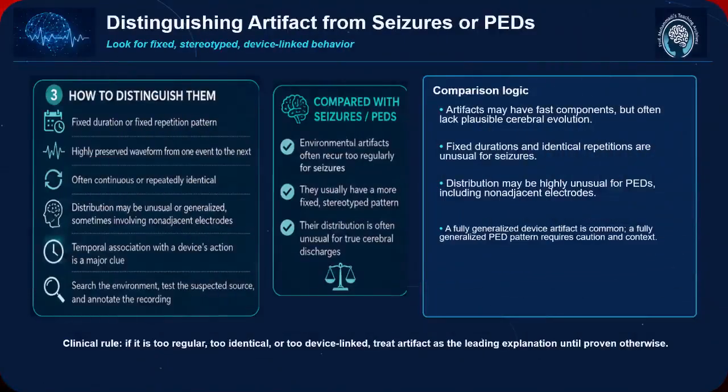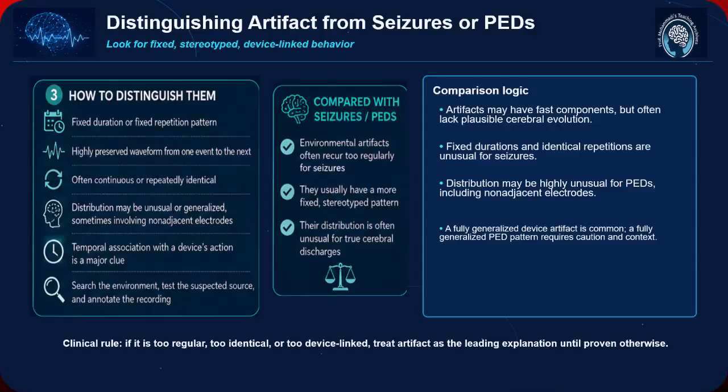Environmental artifacts can sometimes resemble seizures or periodic epileptiform discharges, especially when they are rhythmic, sharp, or repetitive. The distinguishing features are fixed duration, identical repetition, preserved waveform, and unusual distribution. True seizures usually show biological evolution in frequency, morphology, field, or clinical context. Device artifacts, by contrast, often repeat too regularly and too identically.